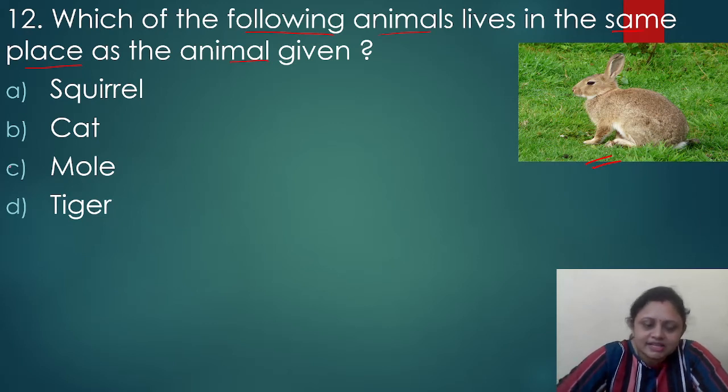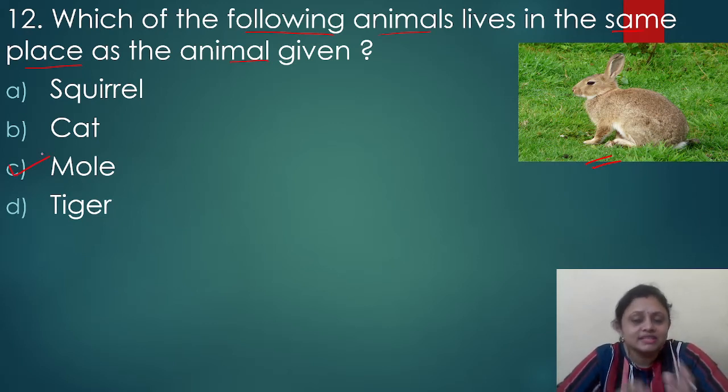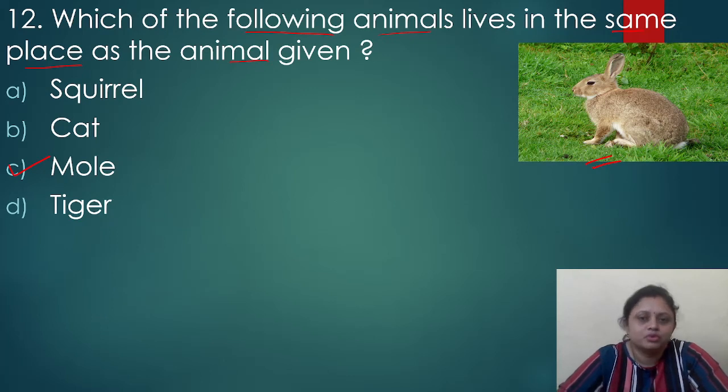Do you have any idea? Here the correct answer is mole. Mole is an animal which lives in burrows like the rabbits do. So squirrel, cat, tiger, these are not the answer. So what is the correct answer? The correct answer is option C, that is mole.